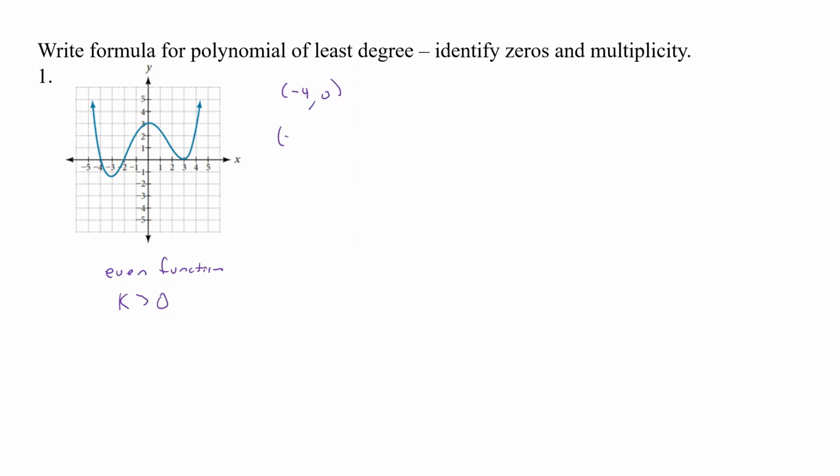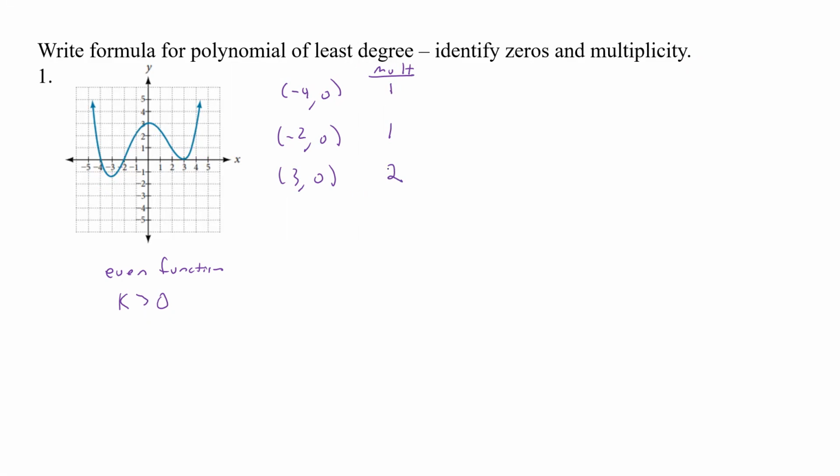We have a negative 2, 0. And we have a 3, 0. Now, if we put our multiplicities in this column, at negative 4, 0, well, that's coming through. It looks pretty linear, so I'm going to call that a 1. I'm going to call that one a 1. And this one, the least degree, that's an even number because it bounces off. And so I would say that's going to give me a 2.